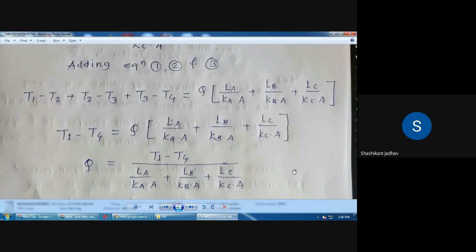So this LA by KA into A is the thermal resistance for the layer A. Then LB by KB into A, that is the thermal resistance for the plate B. And LC by KC into A is nothing but thermal resistance for the plate C.